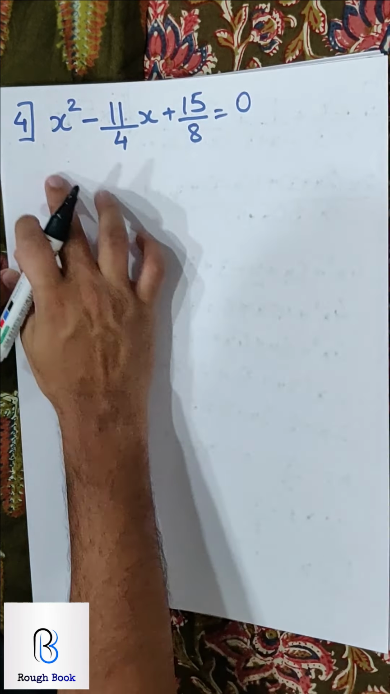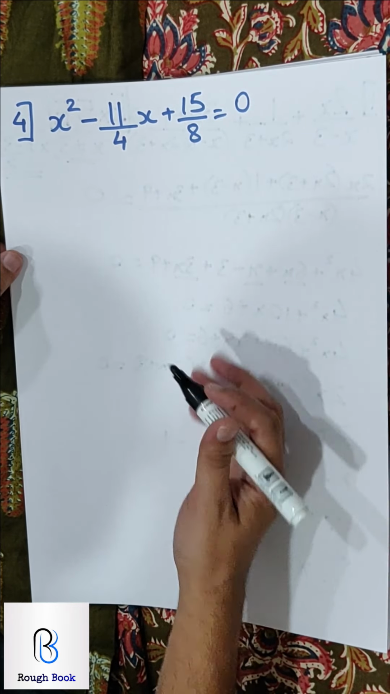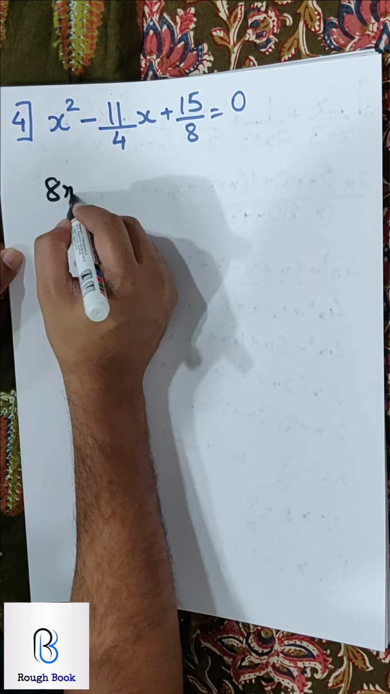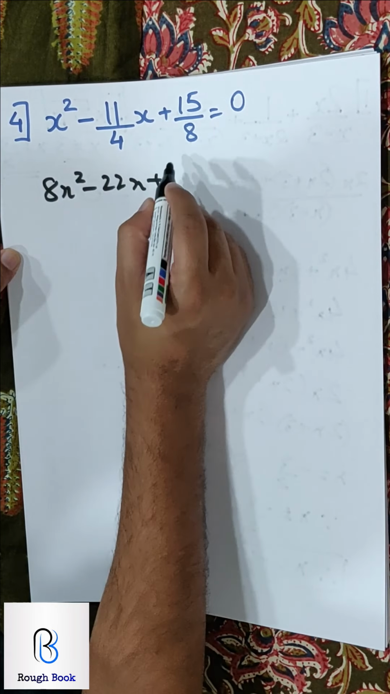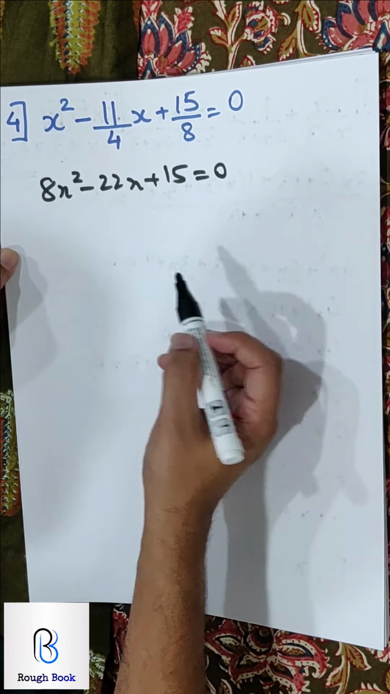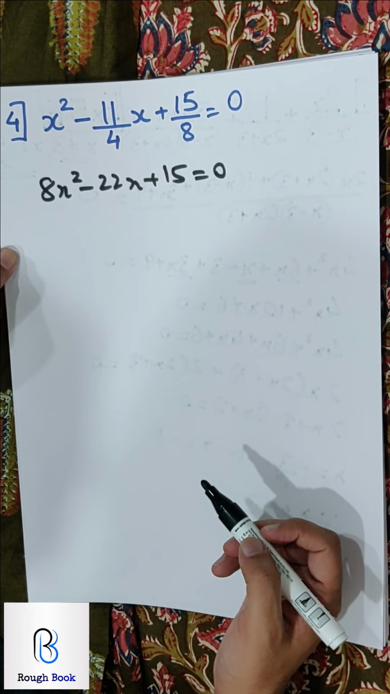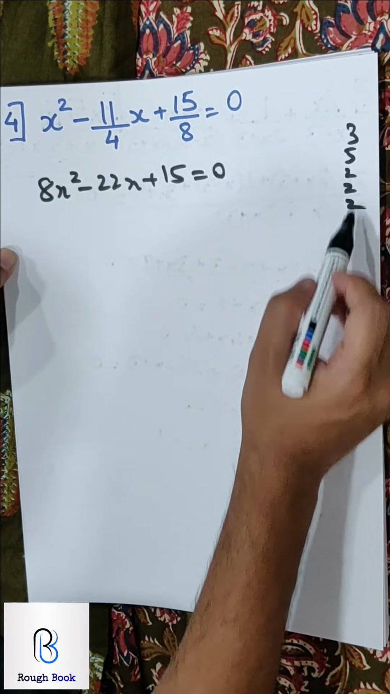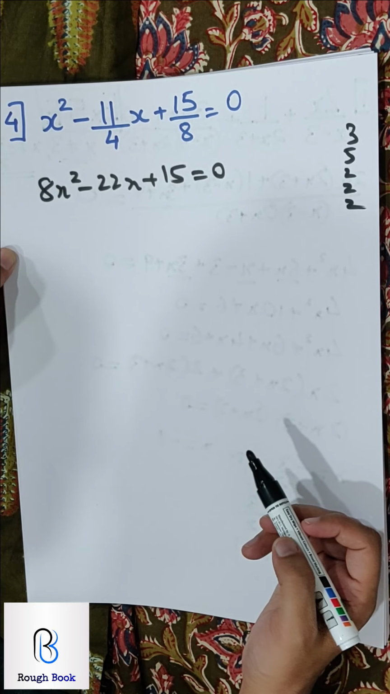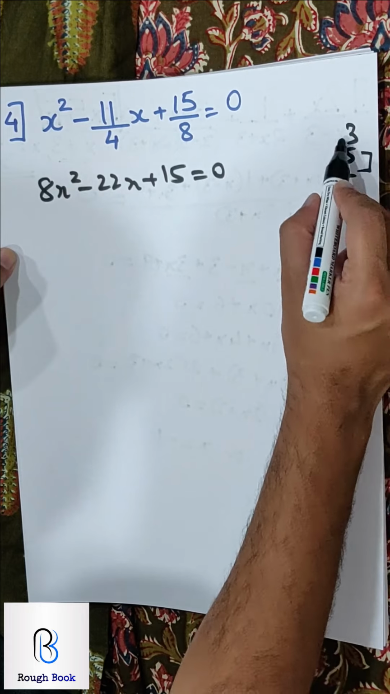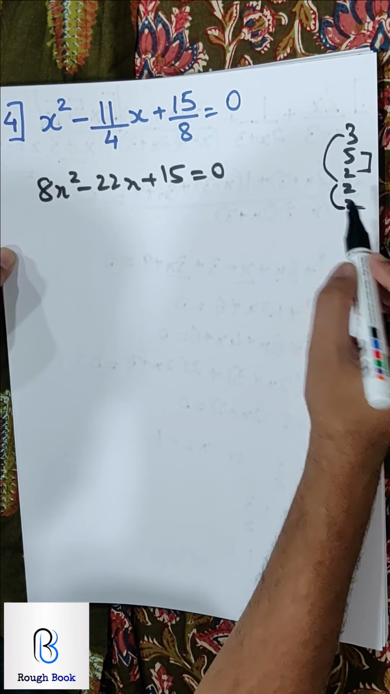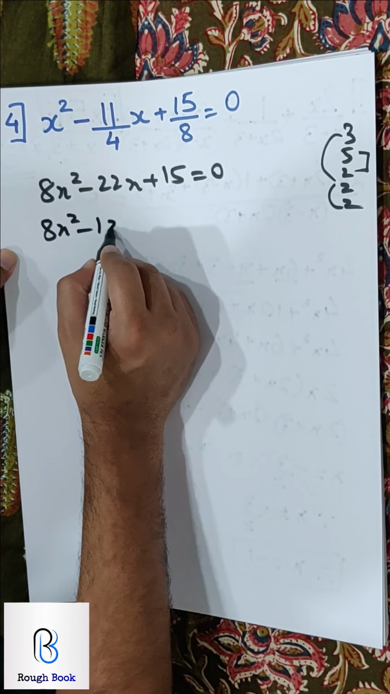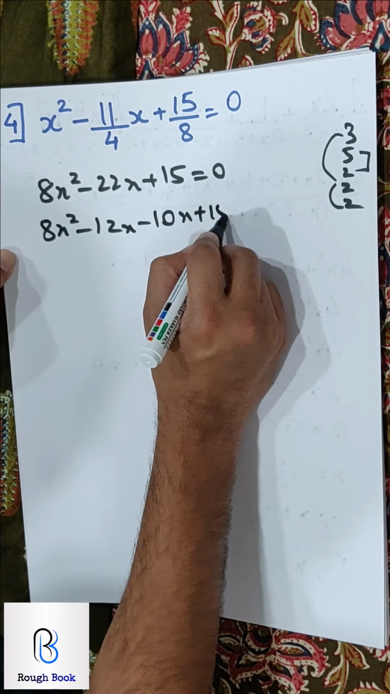Sum number 4, come on, start doing it. Take the LCM, it's a pretty simple question, nothing great in this. LCM is 8, so I'll get 8x square, 22x plus 15, 0. 8 into 15, 120, for 22. So 15 is 3 and 5, 8 is 2, 2, 2. So come on, get me the factors for 22. 120, it is 12 and 10 I guess. 10 and 3 2s are 6, 2s are 8. 6 2s are 12. So 12 and 10. So 8x square, 12x, 10x, 15.